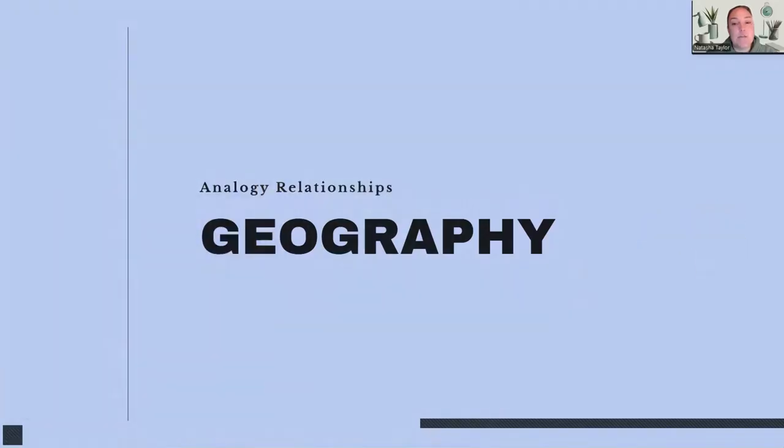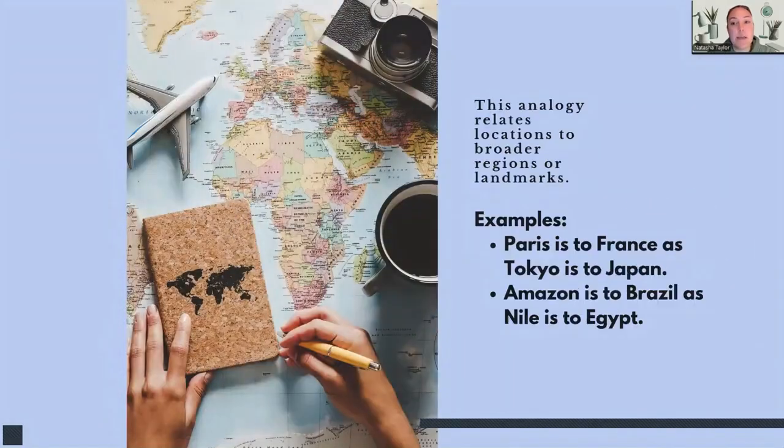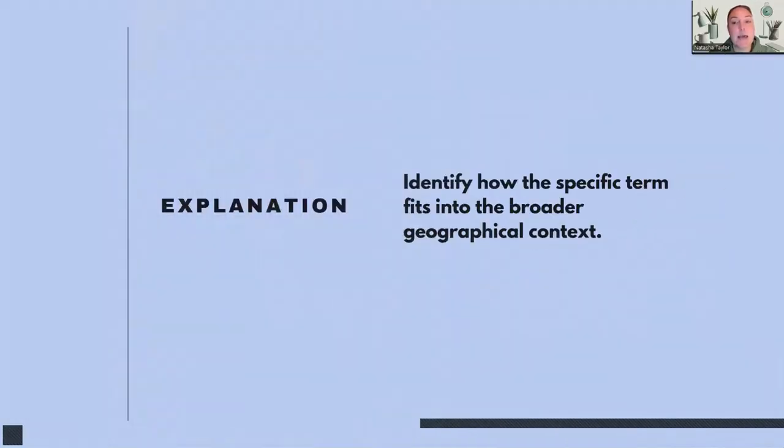Analogy relationships. Geography: this analogy relates locations to broader regions or landmarks. Examples: Paris is to France as Tokyo is to Japan. Amazon is to Brazil as Nile is to Egypt. Explanation: identify how the specific term fits into the broader geographical context.